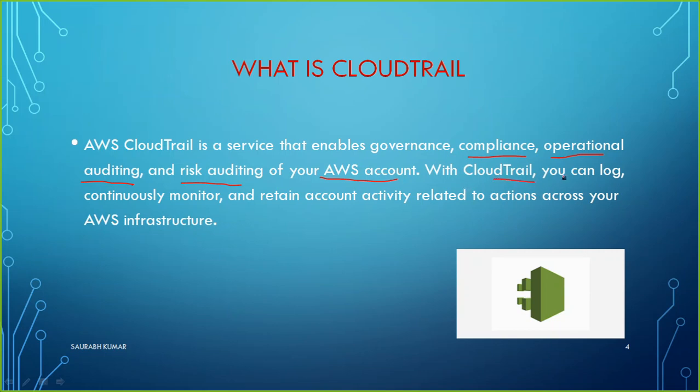With CloudTrail, we can do the logging, and continuously monitor and retain account activity related to actions across your AWS infrastructure. If somebody has created an EC2 instance, if you have created a user account, if you have given any role, if you have created any role, if you have created any alarm, whatever activity we did, every event is going to be captured properly and stored as a log. And we can view it, we can do the auditing. So the auditor comes, checks all the logs, and on the basis of that generates the audit report.